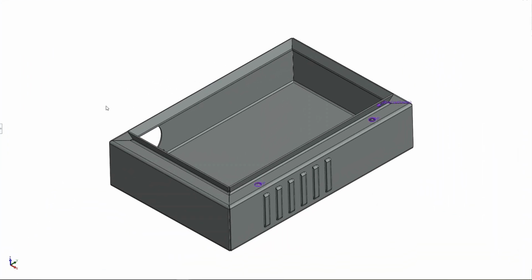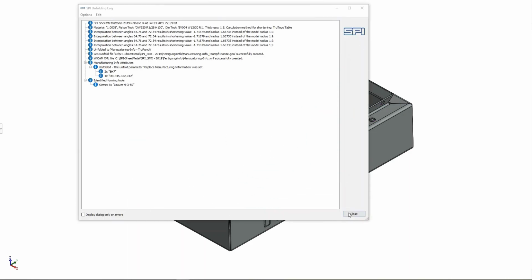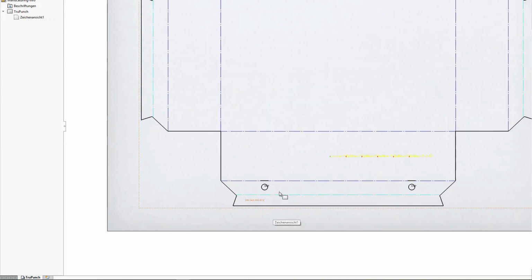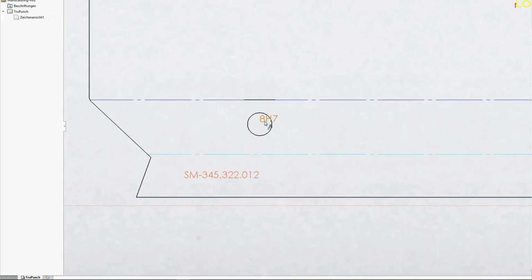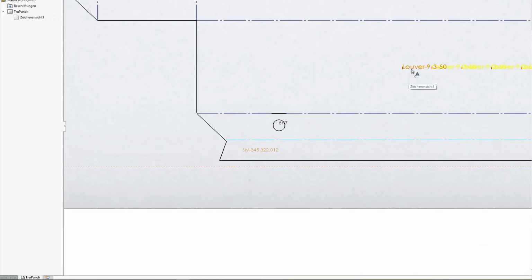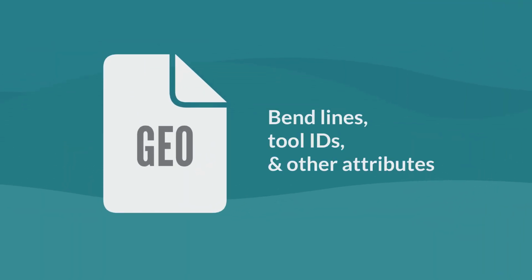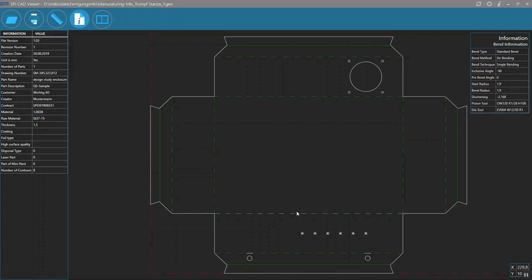There are times when you need to pass on special information for the manufacturing together with your flat pattern. For example, information about tolerated holes or certain texts, such as part numbers, that need to be engraved. With SPI Sheet Metal Solutions, you can add this information to the model so that it is always output during unfolding and retain this text.